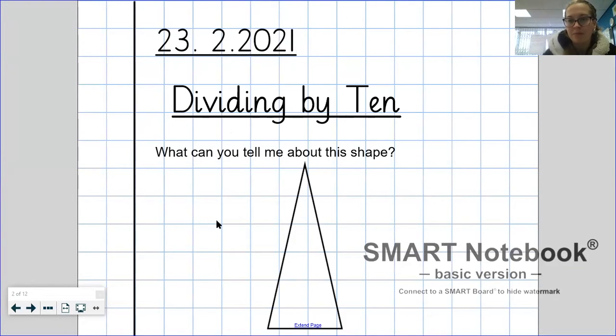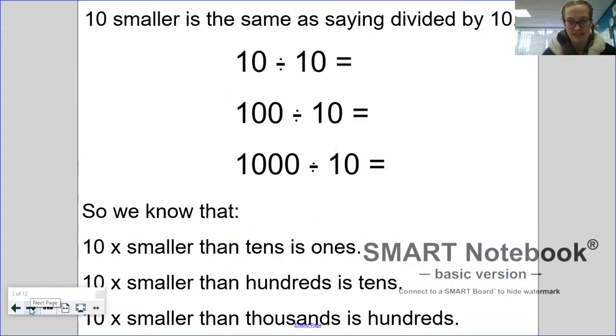So what can you tell me about this shape? What sort of shape is it? It's a triangle. Good. I can see that 2 sides are the same and 1 side is different. What's the name of a triangle with 2 sides the same? It's an isosceles triangle. Well done. Well remembered.